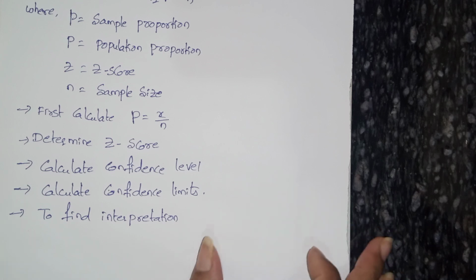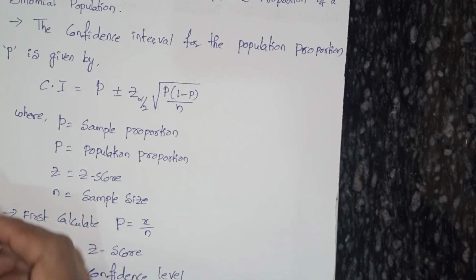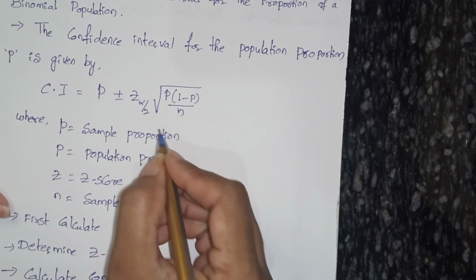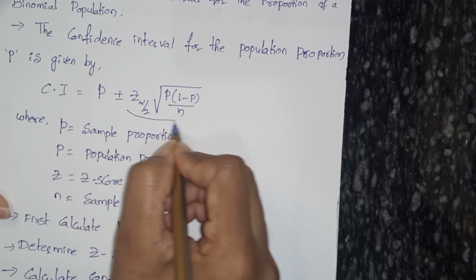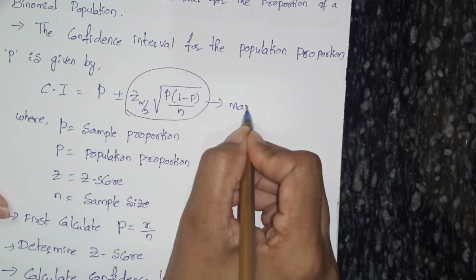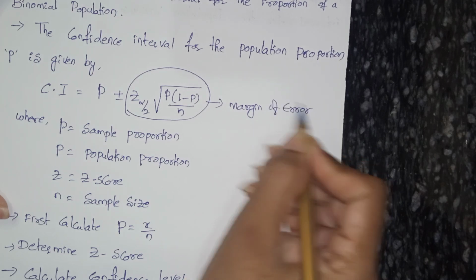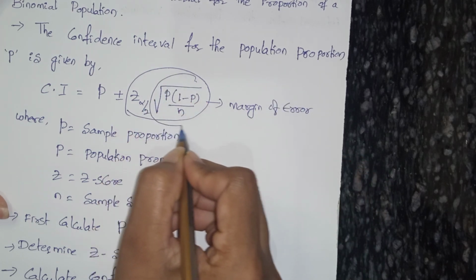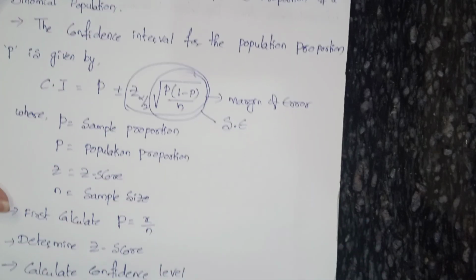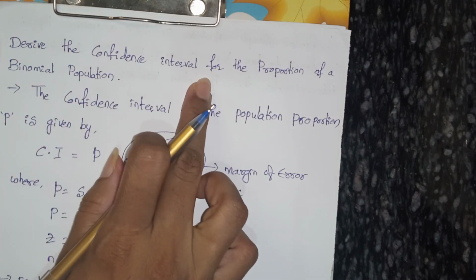So see here, this is called the confidence interval. This whole term is called the margin of error. Only this term is called the standard error, SE. So like this we have to derive the confidence interval formula.